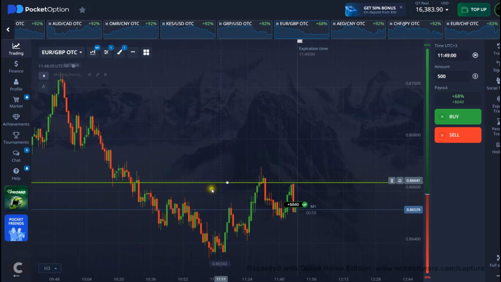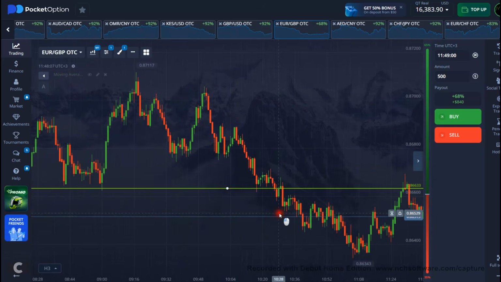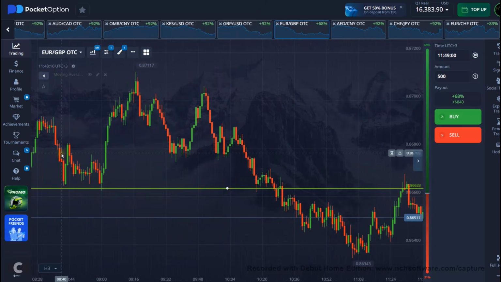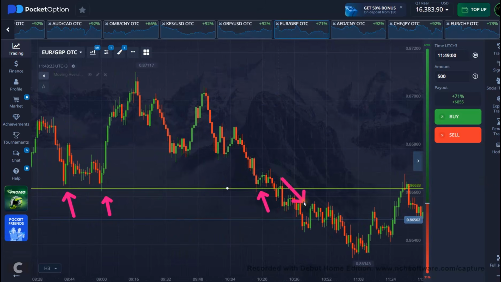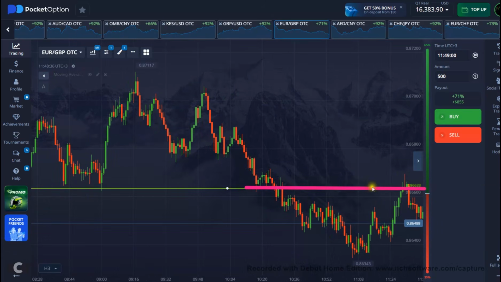If we look at the past of the market, we can see that previously we had a very strong support area. As you can see, it got to this point, rejected, got here, got rejected, got rejected again, but right here it broke to the downside. That means that our horizontal line right here, the one we've drawn, just turned, so this support turned to resistance.